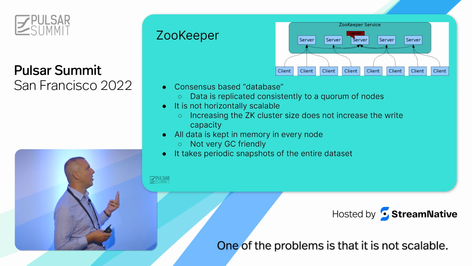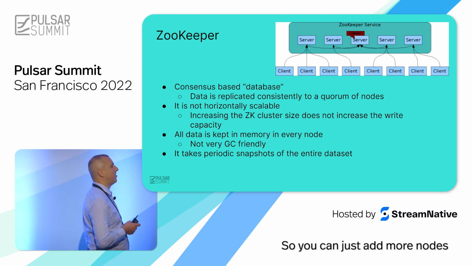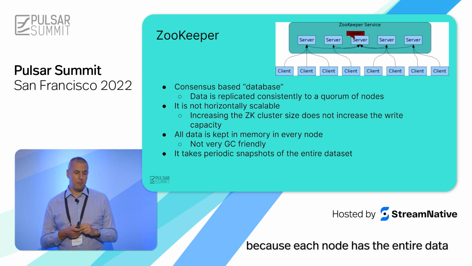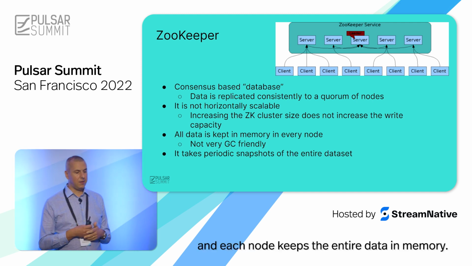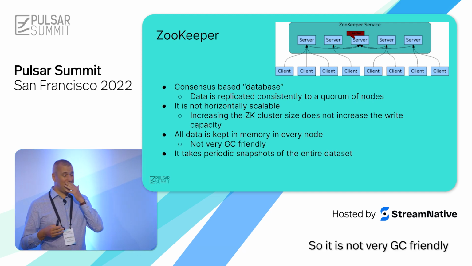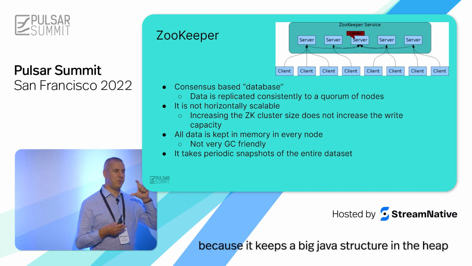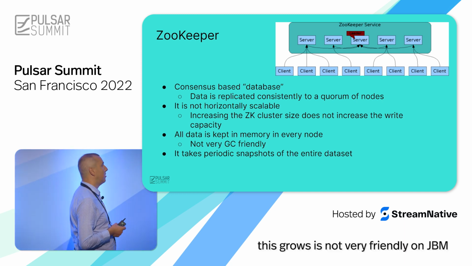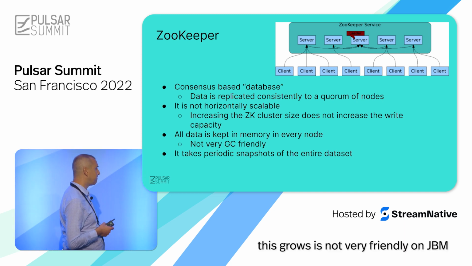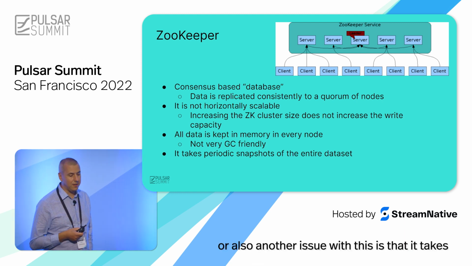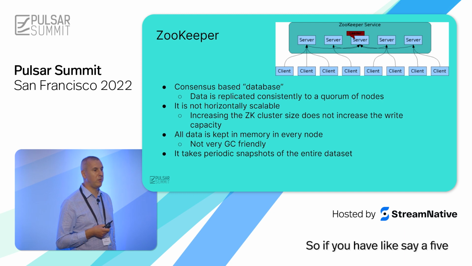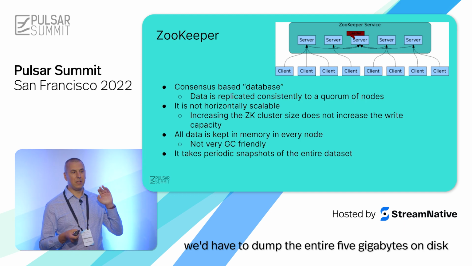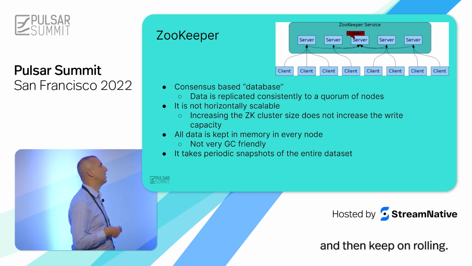One of the problems is that it is not horizontally scalable. You can't just add more nodes and have more throughput or more storage capacity, because each node has the entire data. And each node keeps the entire data in memory. So it is not very GC friendly, because it keeps a big Java structure in the heap, and once that grows, it's not very friendly on the JVM. Also, another issue is that it takes periodic snapshots of the entire dataset. If you have, say, a 5 gigabyte state in ZooKeeper, every few minutes we have to dump the entire 5 gigabytes on disk and then keep on rolling.